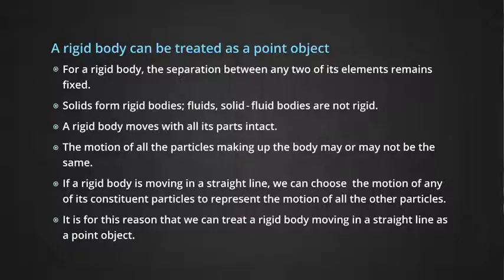movement. So, it is okay to say that a rigid body can be treated as a point object. So, it is in this context that we talk about point objects in kinematics.